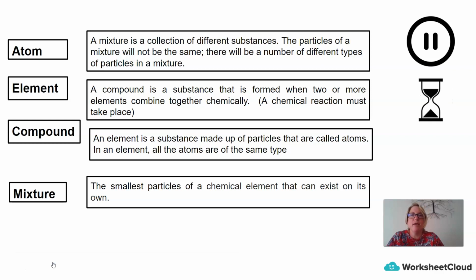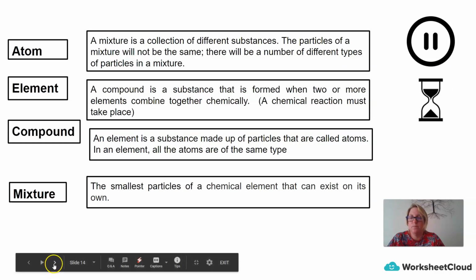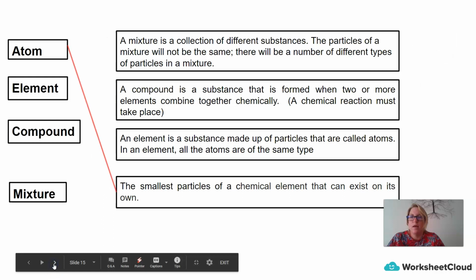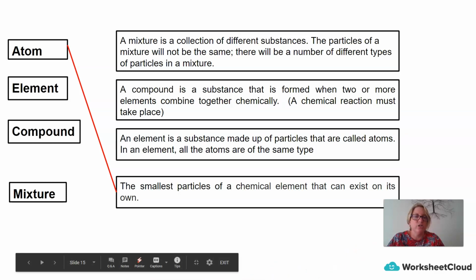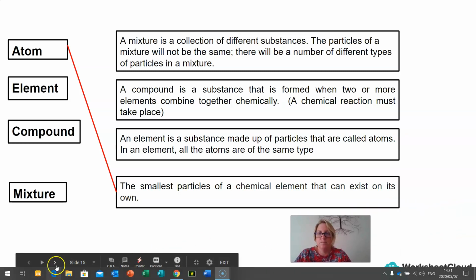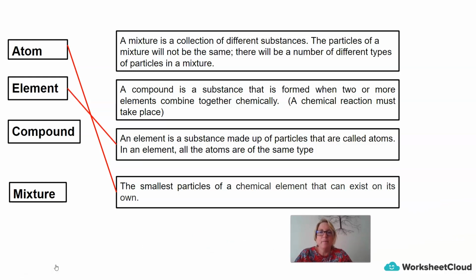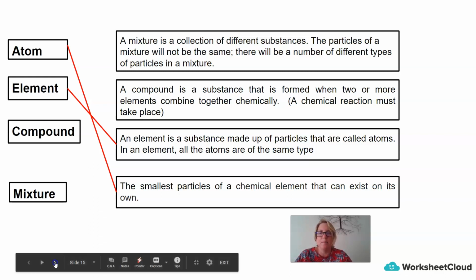So just some recap. We did these matching columns a few lessons ago. So if you need to pause the screen while you match the words up with the definitions, you can. I'll wait for you. So just to recap, an atom is the smallest particle of a chemical element that can exist on its own. An element is a substance made up of particles that are called atoms, and in an element, all the atoms are made of the same type.